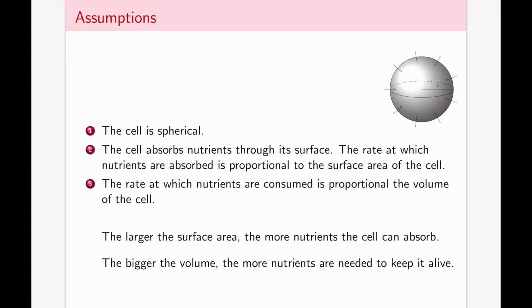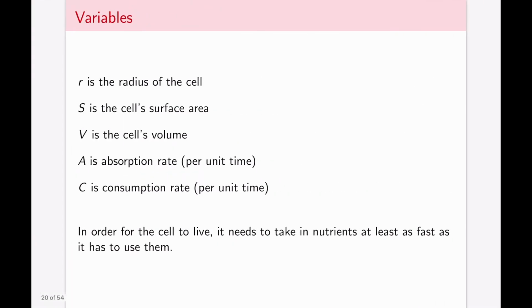The larger the surface area of the cell, the more nutrients it can absorb through the surface area. But on the other hand, the larger the volume, the more nutrients it actually needs to be able to survive. And that is, in fact, the balance that we're looking for. What is the relationship between the absorption and the consumption? The one characteristic descriptor of a sphere is, of course, its radius r. So that's the one we're going to be working with.